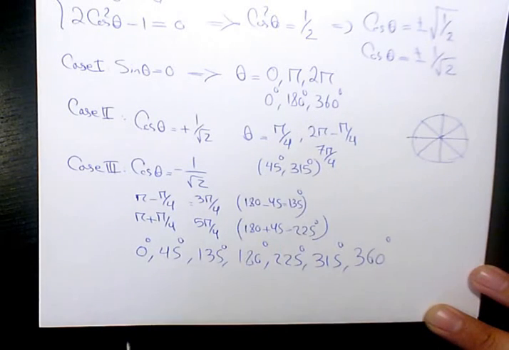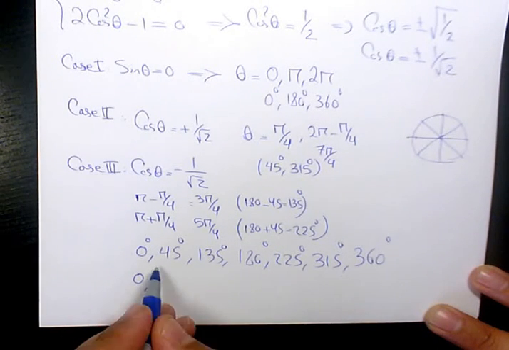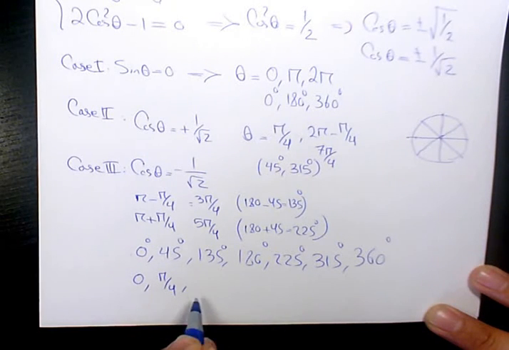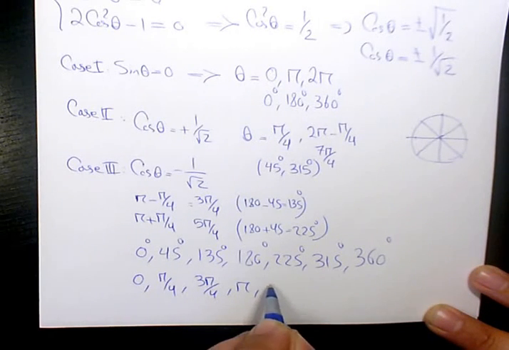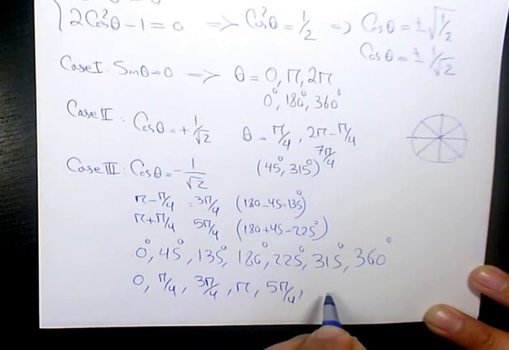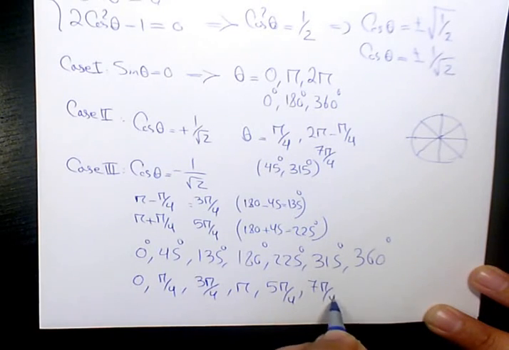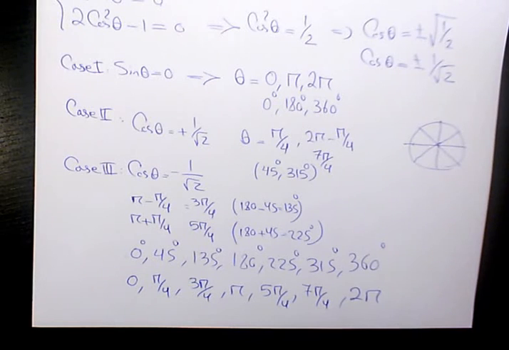If I want to write it in radians, it's going to be 0, pi over 4, 3 pi over 4, pi, 5 pi over 4, 7 pi over 4, and 2 pi. So these are going to be all the answers to this question. So this is the final answer.